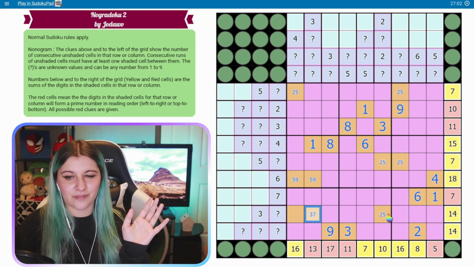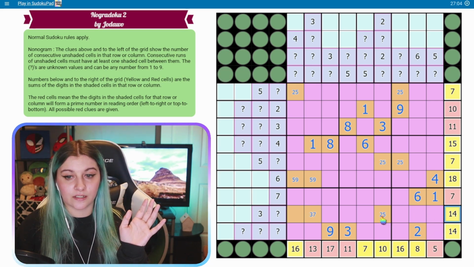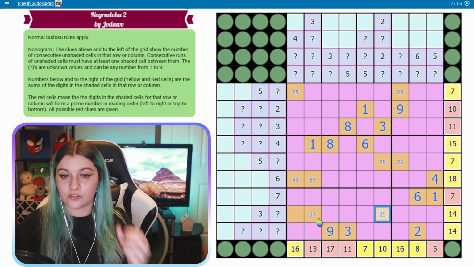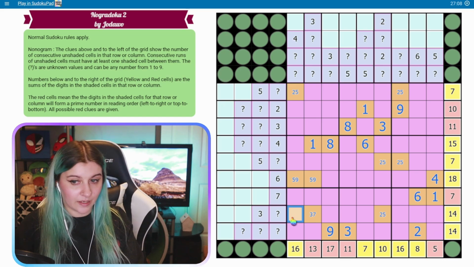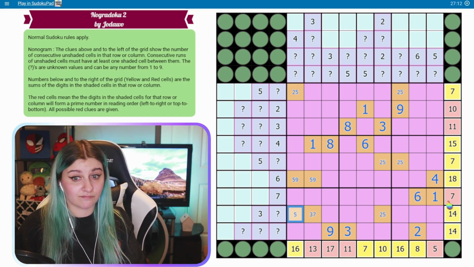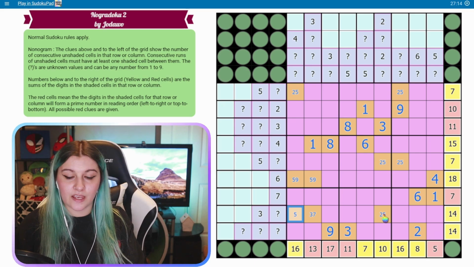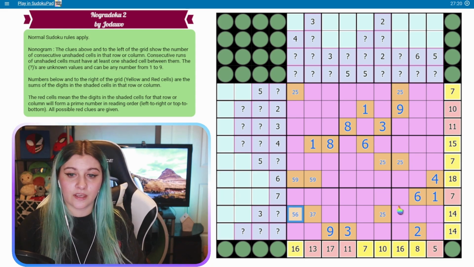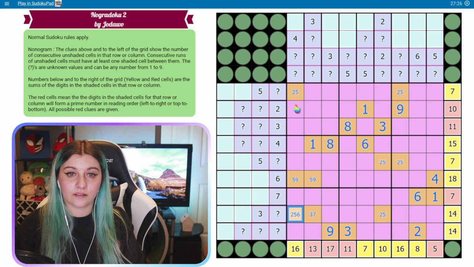Just looking at sums for a second. If this is 14, and this is 2, 3, this would be a 9, so that wouldn't work. If this is 2, 7, this would be a 5. Sorry, if this is a 5, 3, this would be a 6. If this is a 5, 7, this would be a 2. Does that work?